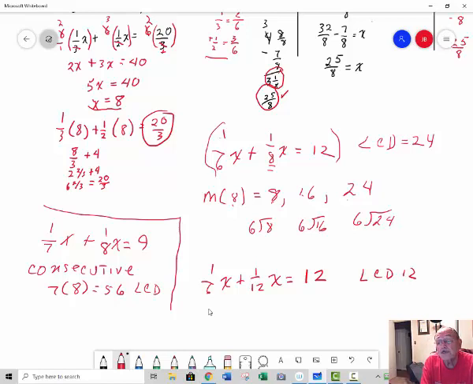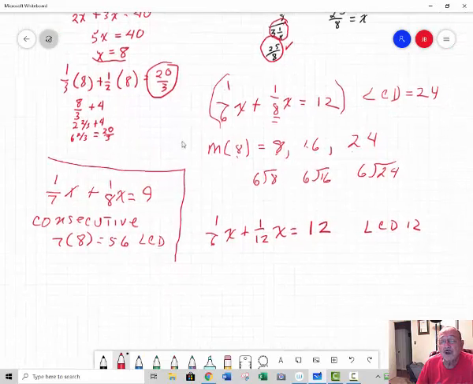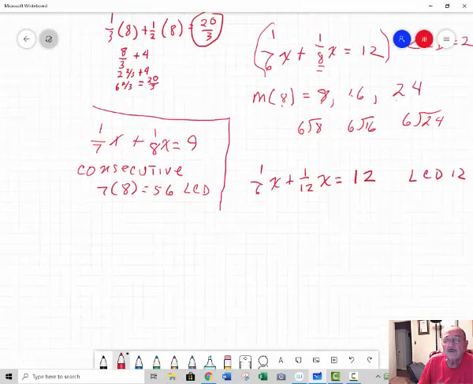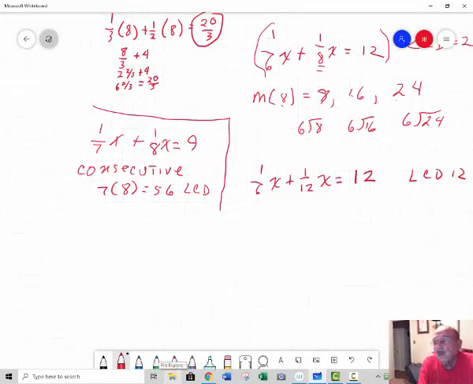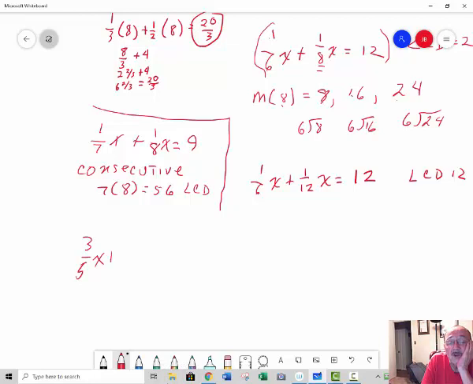Let's see. If I have numbers that have no factors in common, let's see if I can figure out one of those. Let's say 3/5 x plus 2/7 x equals 5. I know that there's nothing that goes into 5 that will go into 7. So I know that 5 times 7 is my least common denominator.